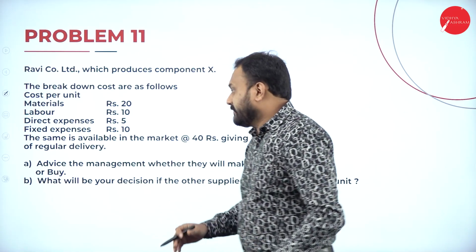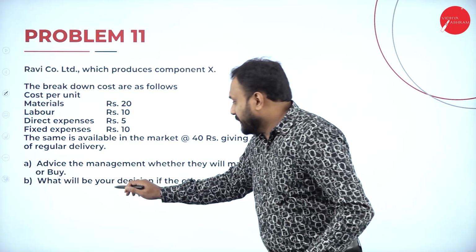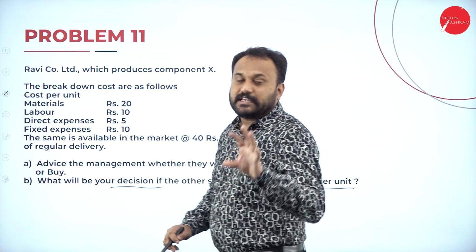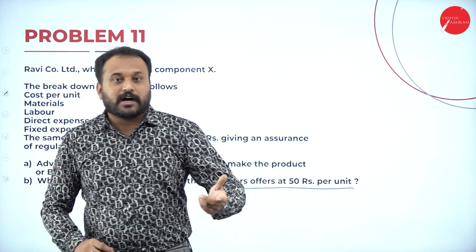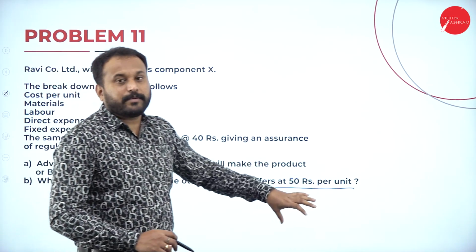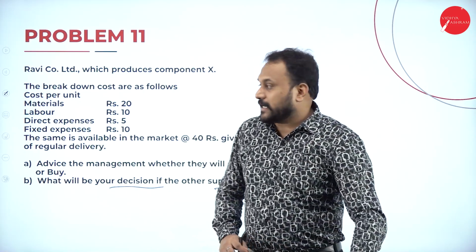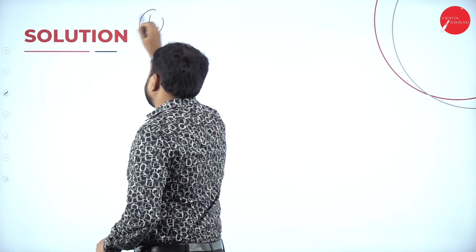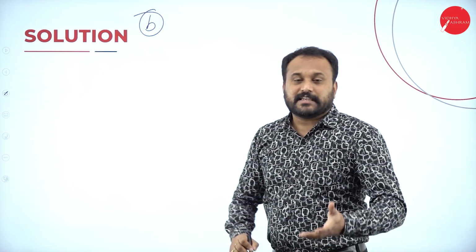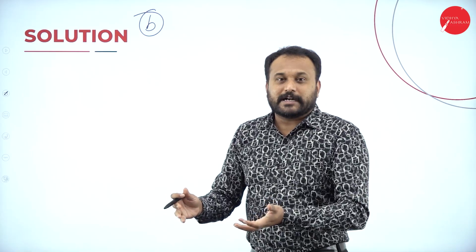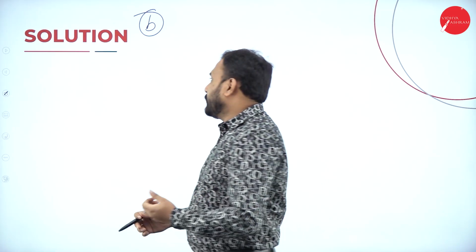Next we have B, that is, what will be your decision if the other supplier offers at 50 rupees. Please don't jump to a conclusion from 35 and 50. Again you are supposed to work it out, because it is again for 3 marks. So what exactly are you supposed to do here? You write B, again the same kind of thing. See, very easily you are getting 10 on 10. So I want you people to at least spend 10 minutes on this problem.